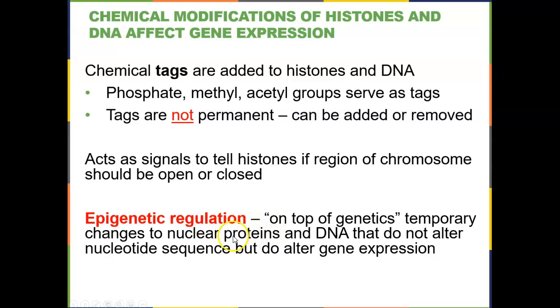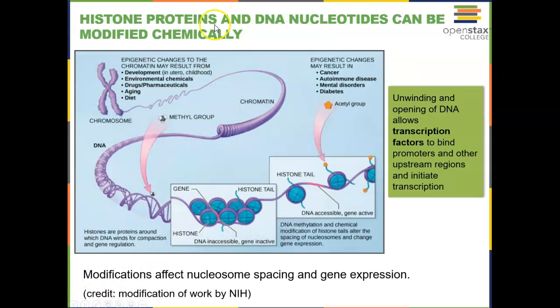So remember that certain genes can influence other genes and nuclear proteins in order to affect the expression of the genes. So here we see the unwinding and the opening of the DNA, which is allowing the transcription factors a way to get in to those regions of the DNA that are otherwise inaccessible.